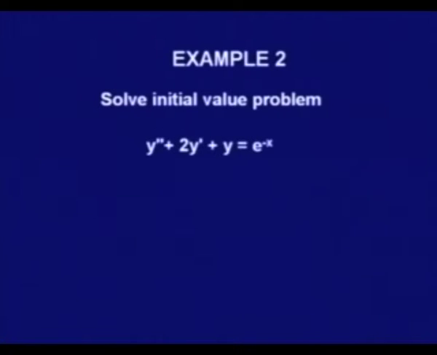Solve the initial value problem y'' + 2y' + y = e^(-x), where the initial conditions are that the function at 0 is -1 and the derivative at 0 is 1. Move to the solution.